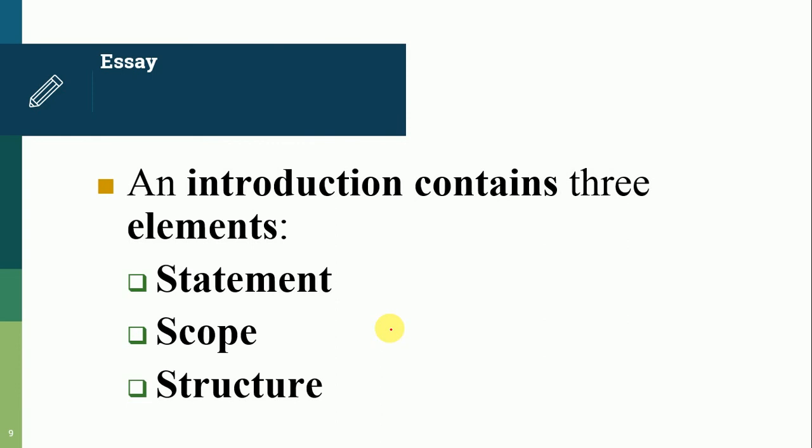So we say that the introduction contains three elements. First, it contains the statement, as I said, the general statement, and scope, like what is going to be discussed, and structure, how it's going to be discussed. So here, what is going to be discussed? Here we have the general statement, like why, right? And here in structure we should say how. So how has 3 points.